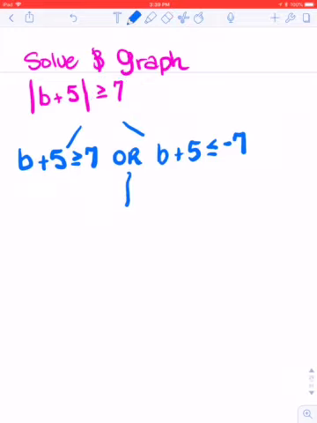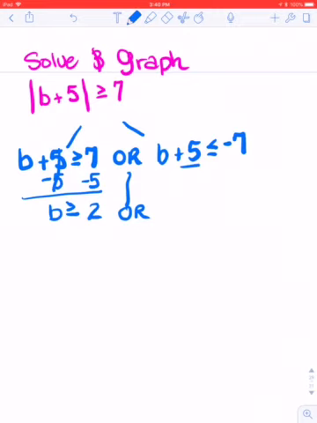Okay, now we're just going to go through and do some solving. So if I have plus 5 on each side that I need to get rid of, I'm going to do the opposite. So I'm going to subtract 5. Cancels, I'm left with b. And then on this side, 7 minus 5 is 2. Bring down my or. On the other one, because it is also plus 5, I'm going to subtract 5 from both sides. So I'm left with b and this inequality, and negative 7 minus 5 is going to be negative 12.